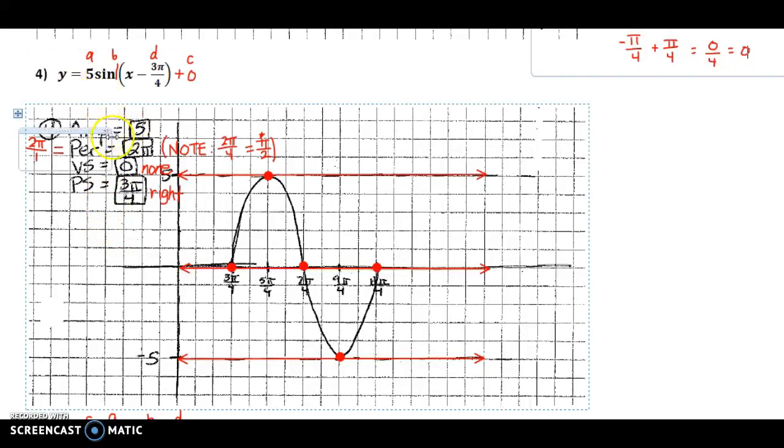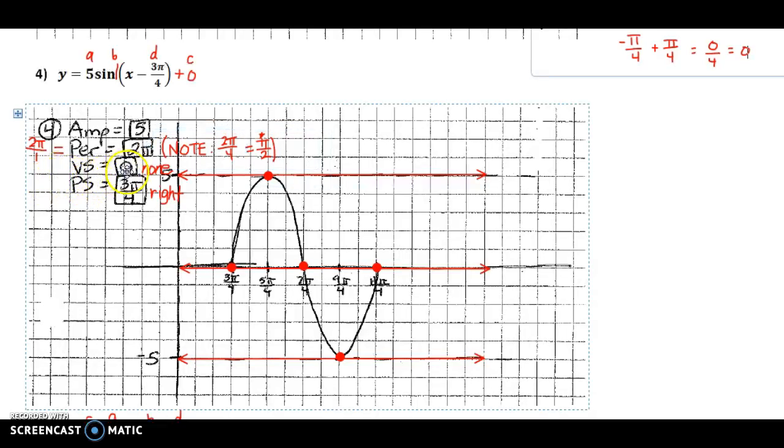Amplitude is 5. Since it's positive, there's no reflection over the midline. The period is always calculated for sine and cosine by taking the standard period of 2 pi divided by your b value. I made that note to myself. If I take 2 pi and divide it by 4, that means that when I simplify it to pi over 2, that's how far I need to go to get to every next x value that's important.